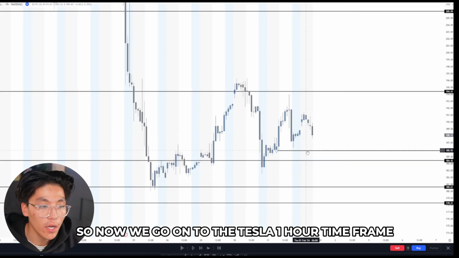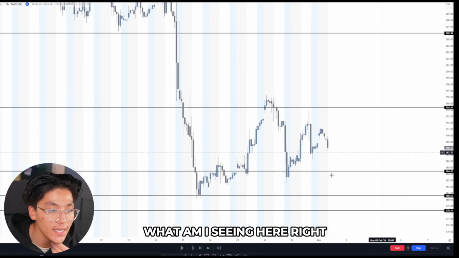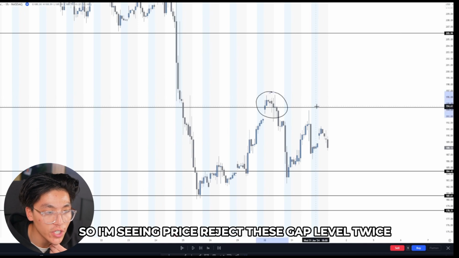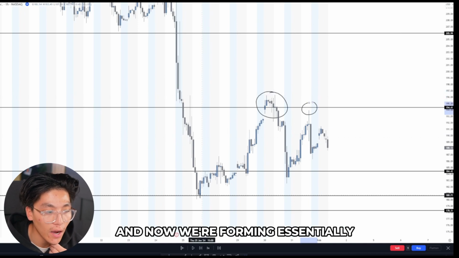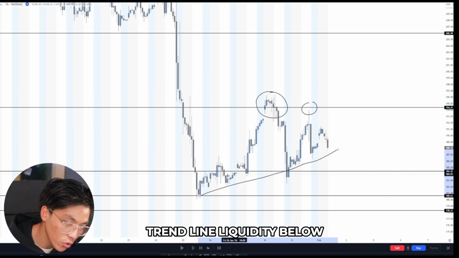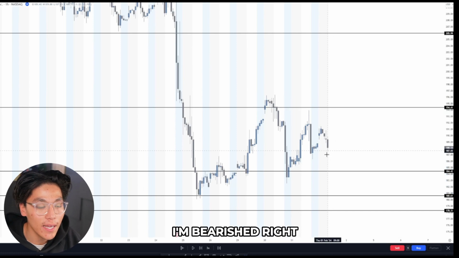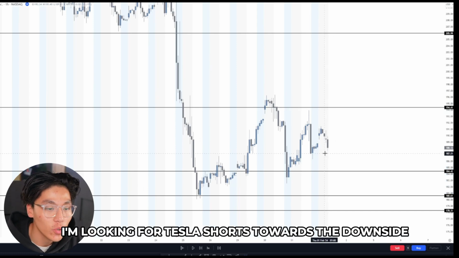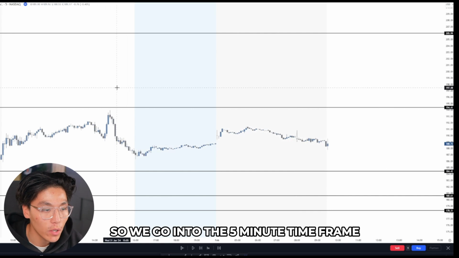So now we go on to the Tesla 1 hour time frame. What am I seeing here, right? So I'm seeing price reject this gap level twice. And now we're forming essentially trendline liquidity below. So coming into this day, I'm bearish, right? I'm looking for Tesla shorts towards the downside. So we go into the 5-minute time frame.